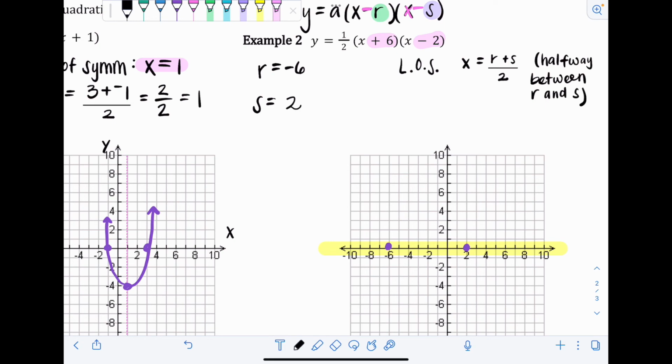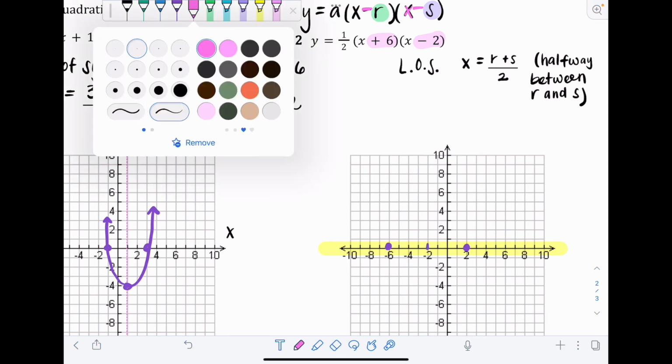Okay, so if we look at R and S, the distance between them is 1, 2, 3, 4, 5, 6, 7, 8. Their distance is 8 units apart, and so the halfway point would be 1, 2, 3, 4, because 4 is half of 8. So it'd be at -2.